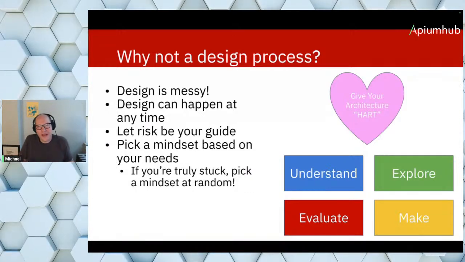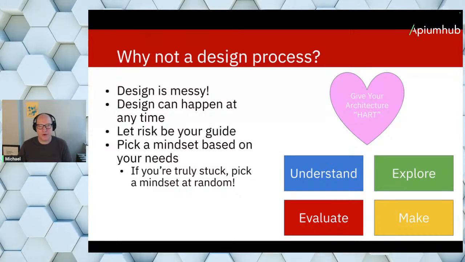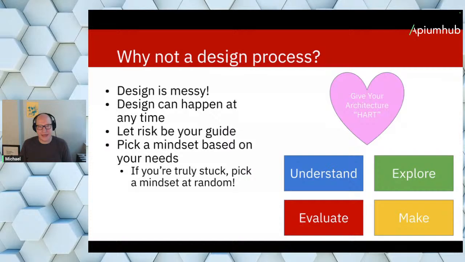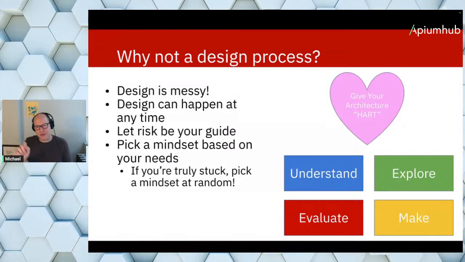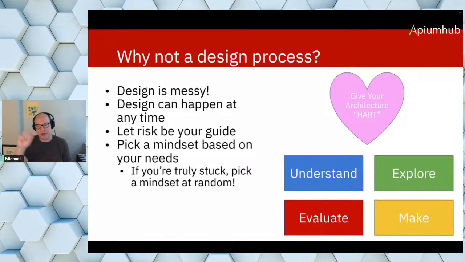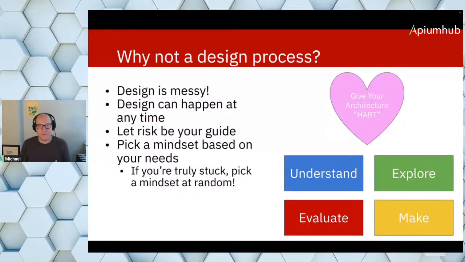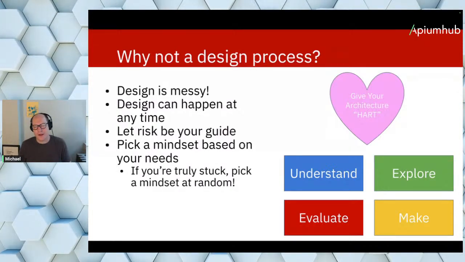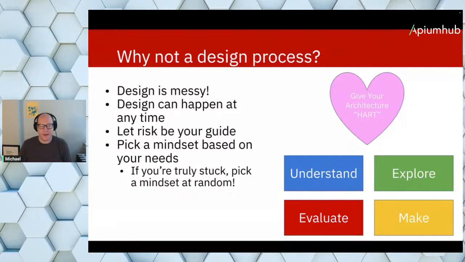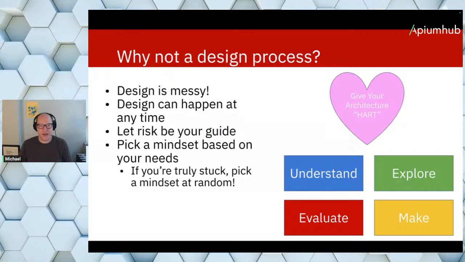Right. So why is there not a design process? Right. Why is it this kind of loose thing around principles and mindsets? Well, design can be super messy, right? You can be doing it at really any time. The understand, explore, evaluate, make. It might look like a process, but really you're kind of jumping between these mindsets based on the risks in your system, the questions that you have, maybe just whatever you're interested in today, right? To try and solve. They don't go in any particular order, right? You can do them in any way, any order you choose.